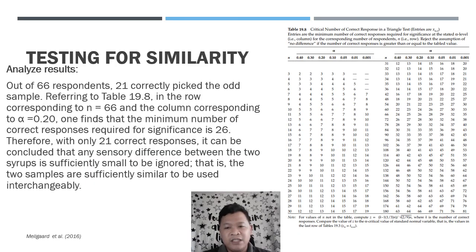Alright, so to make life easier again, such tables like these exist. To be able to interpret results, first you have to look at how many respondents or what your N is. Okay, you need to look at how many people got the correct response, and then you need to revisit your alpha values. So in this case, with 66 respondents at an alpha of 0.2, the minimum number of responses needed to establish significant difference is 26. However, you only answered 21. Therefore, you accept the null hypothesis.